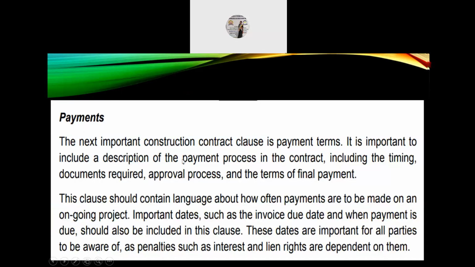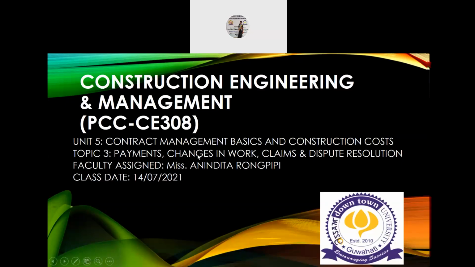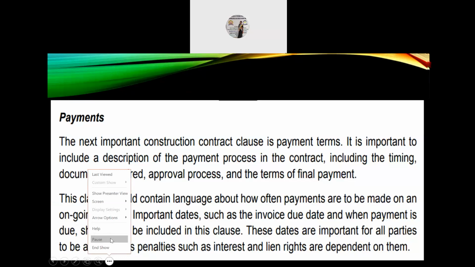Topic number 3: payments, changes in work, claims and dispute resolution. Payments. The next important construction contract clause is payment terms. It is important to include a description of the payment process in the contract, including the timing, documents required, approval process, and the terms of final payment.